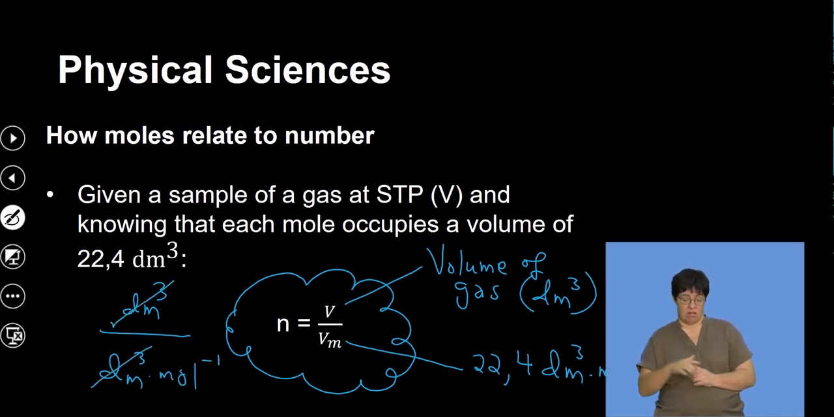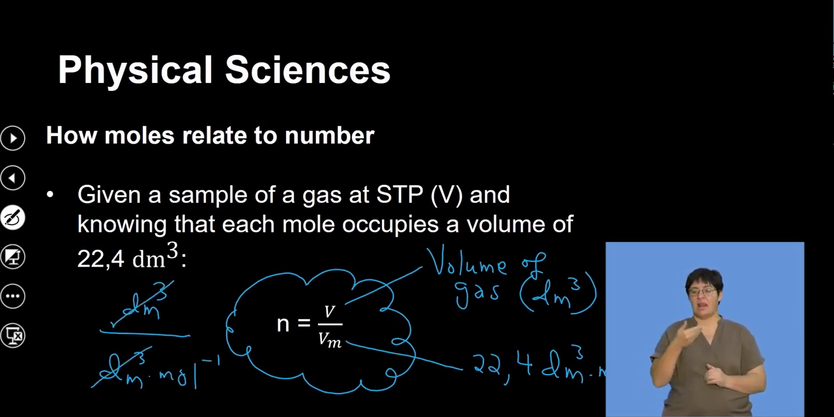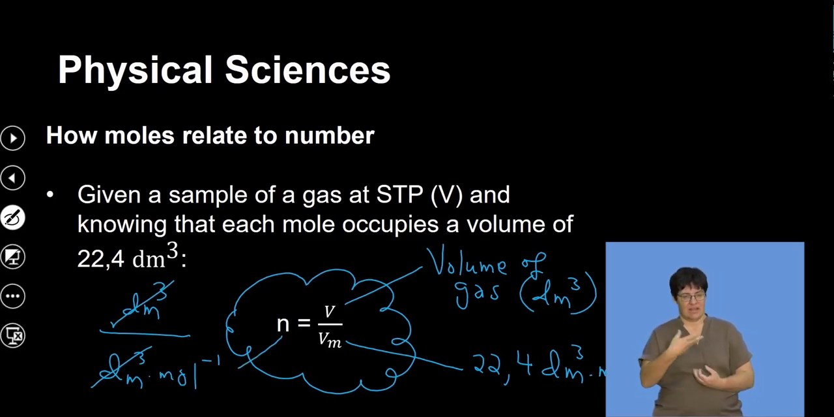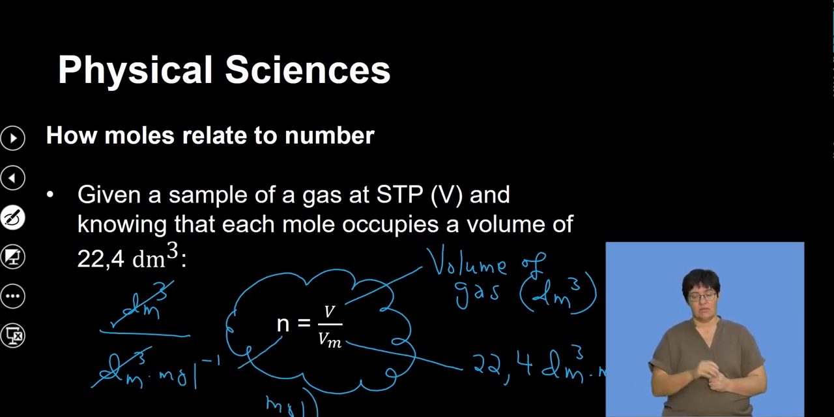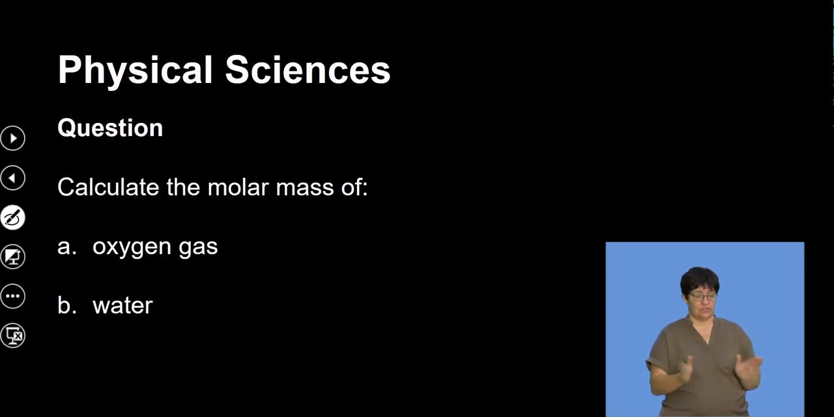These will cancel each other. We're left with over per mole, which will give us the mole. This is actually in moles. So that's the main idea. Having said that, let's look at practical examples.